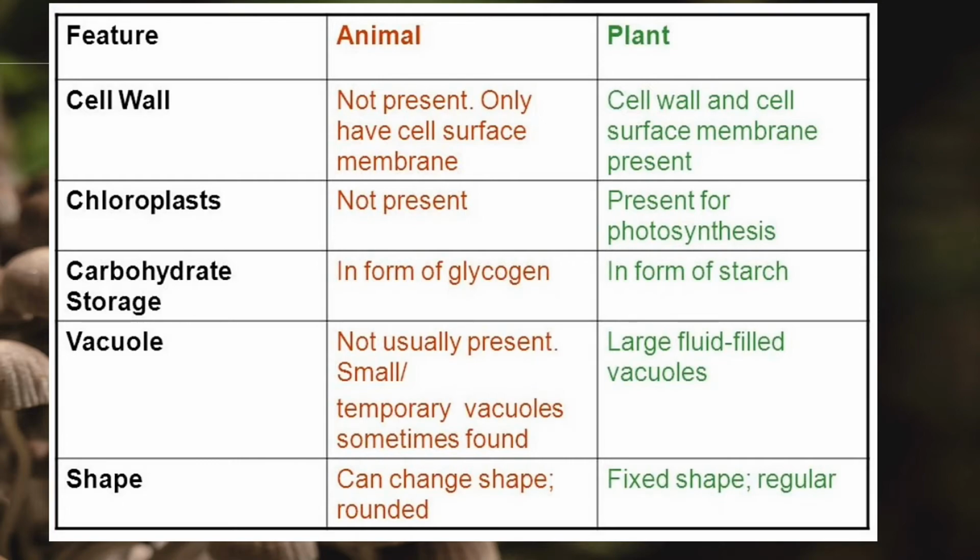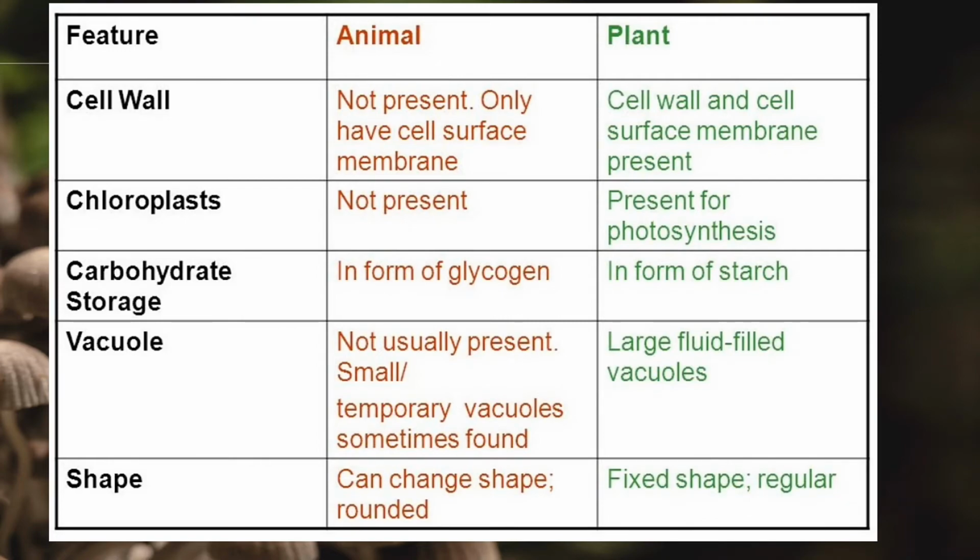And the second one is chloroplast. Animal cells do not have chloroplast. Why? Because animals do not photosynthesize. The function of a chloroplast is for photosynthesis. So only plant cells have chloroplast. Why? Because they can manufacture their food by themselves, which makes it important for all plant cells to have a chloroplast.